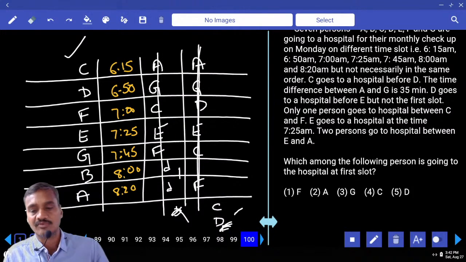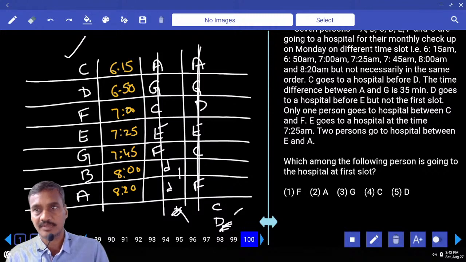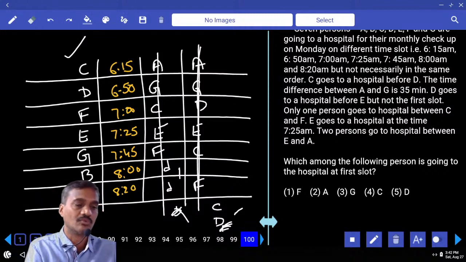And finally, which among the following persons is going to the hospital at the first slot? First slot, who is that person? C. C, that is choice 4. Done? Now this is about paper number 102 IBPS prelims.